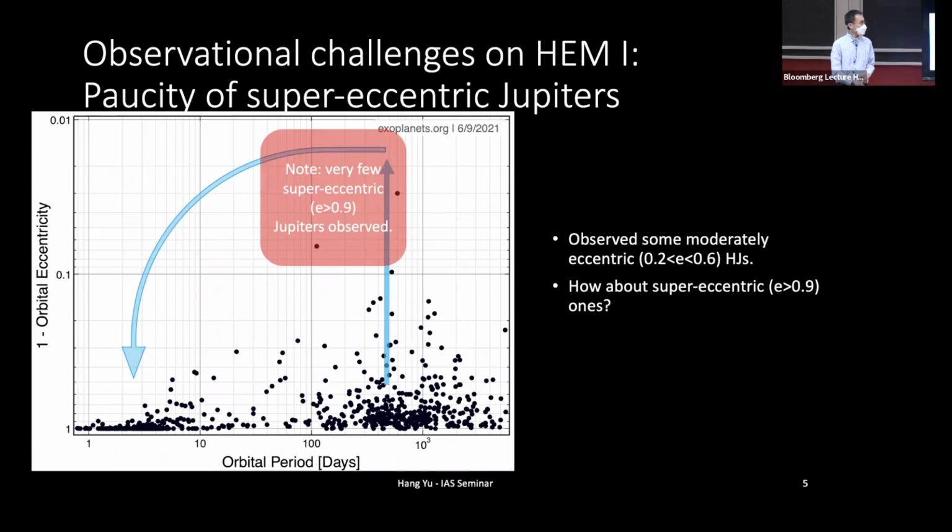So the challenge number one here is about the number of super-eccentric proto-hot Jupiters. We observe a few moderately eccentric hot Jupiters, but very few super-eccentric hot Jupiters. So is this really consistent with our theoretical prediction?